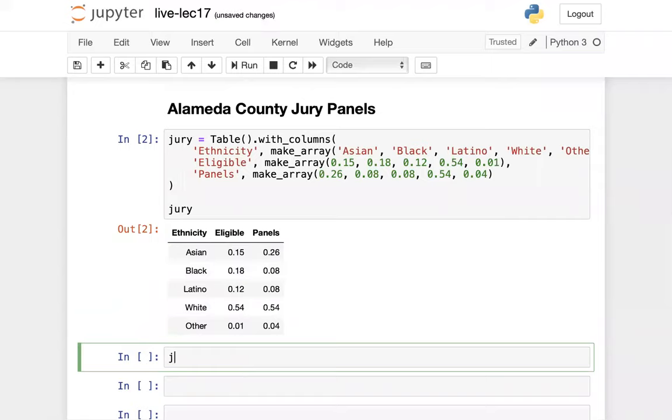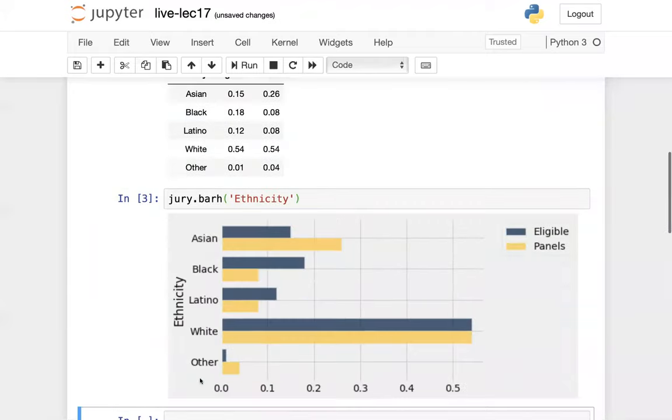So let's also visualize this, because I think that makes it a little bit easier than just looking at the numbers. We'll do jury.barh ethnicity. And here we can see the bars. This is basically showing us the distribution of ethnicity for each of these two groups. You have the eligible population, that's the blue bars. And then you have the observed panels, which is the gold bars.